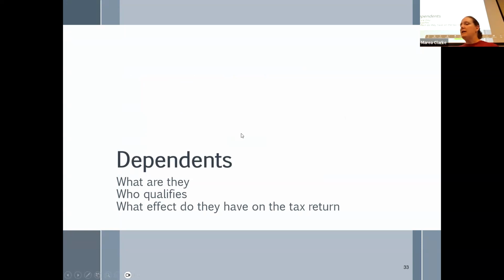The next topic we're going to talk about is dependents. So what are they? Who qualifies? What effect do they have on the tax return?